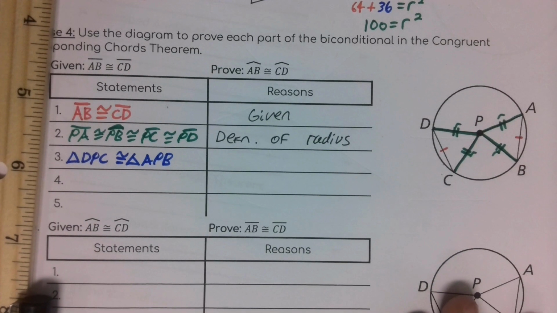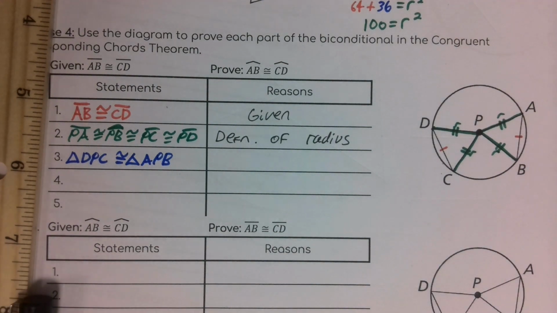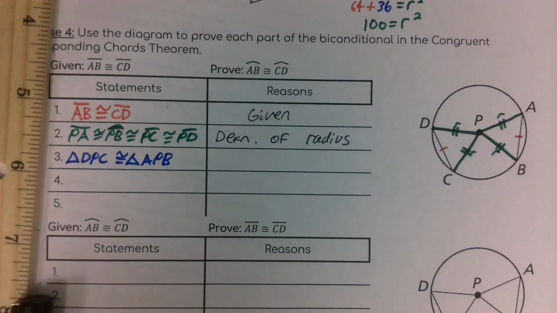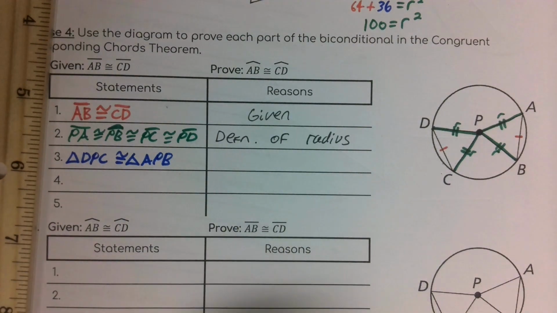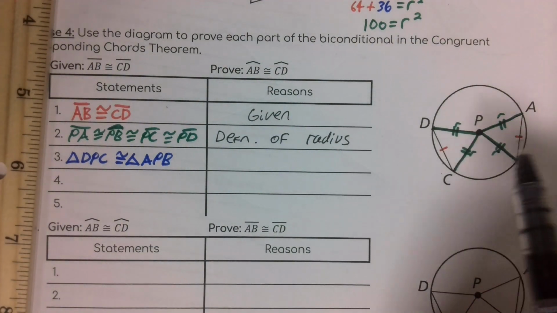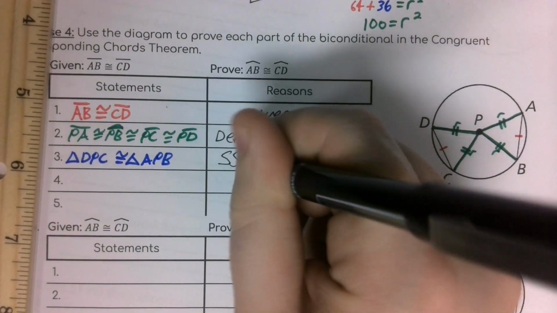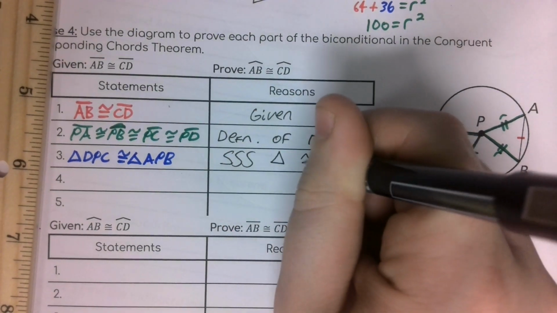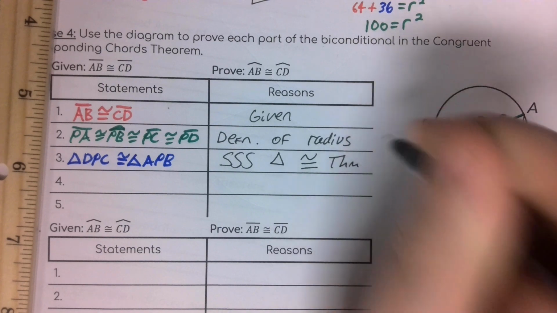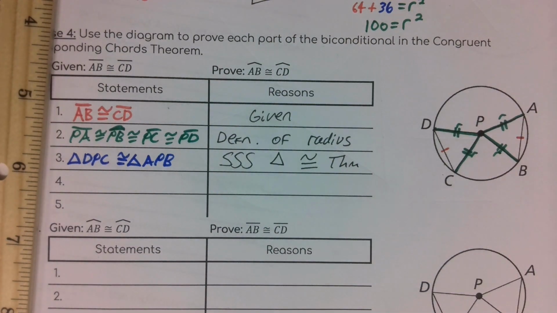Well, remember that we absolutely can. In Unit 6, we talked about all those triangle congruencies, and one of the big ones was two triangles are congruent if all sides are congruent. This is side, side, side triangle congruence theorem. Very nice.